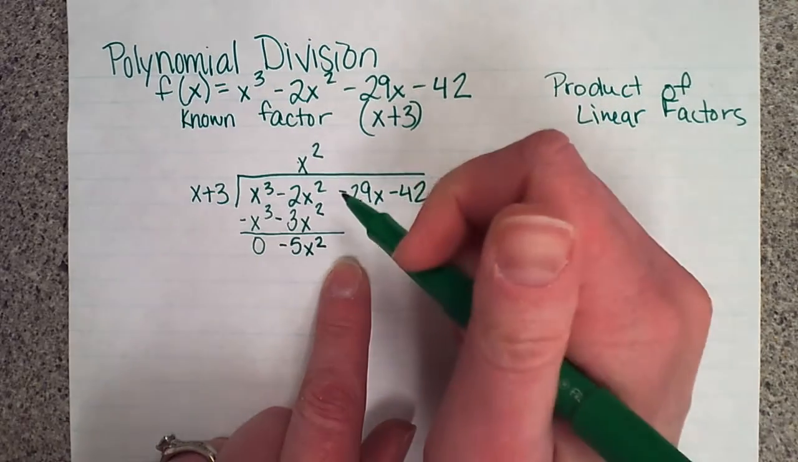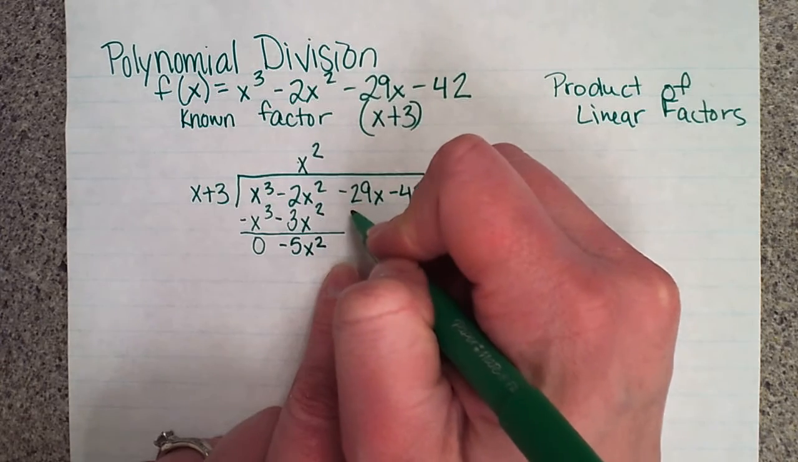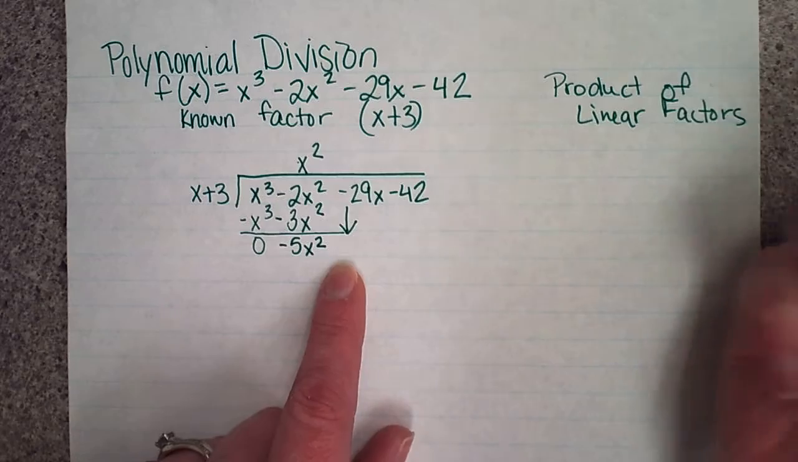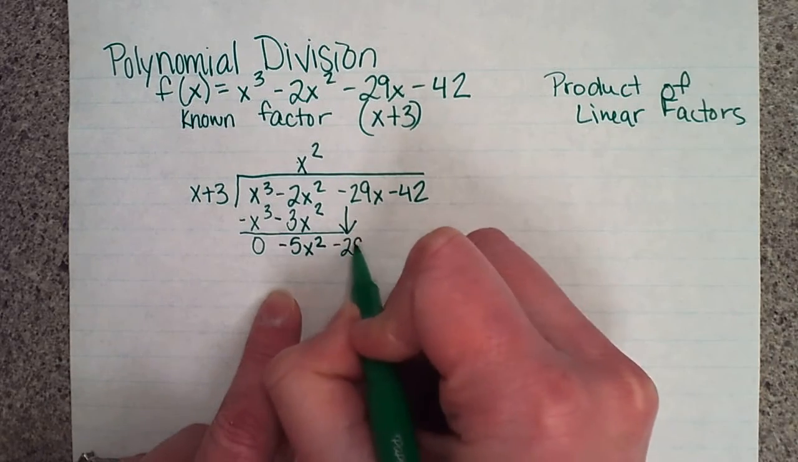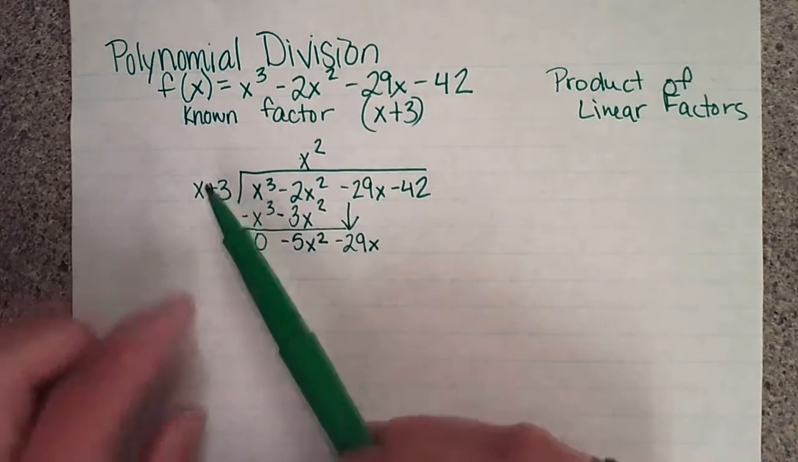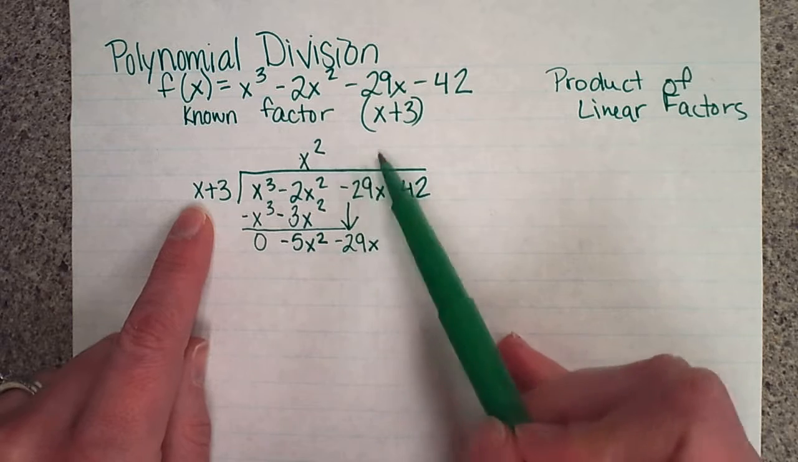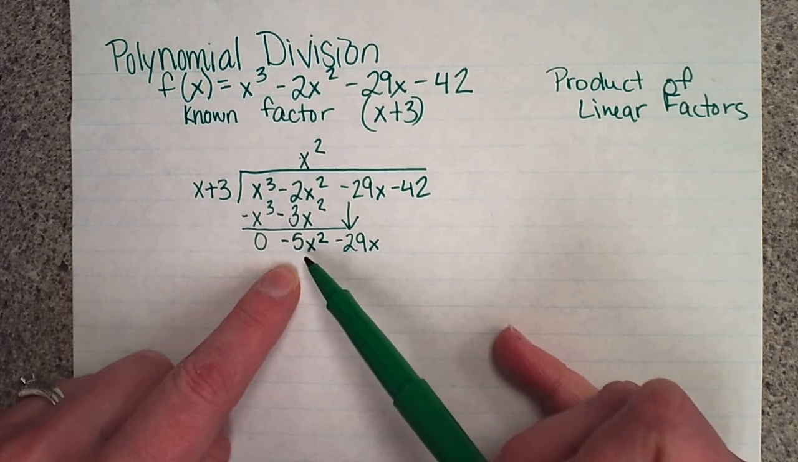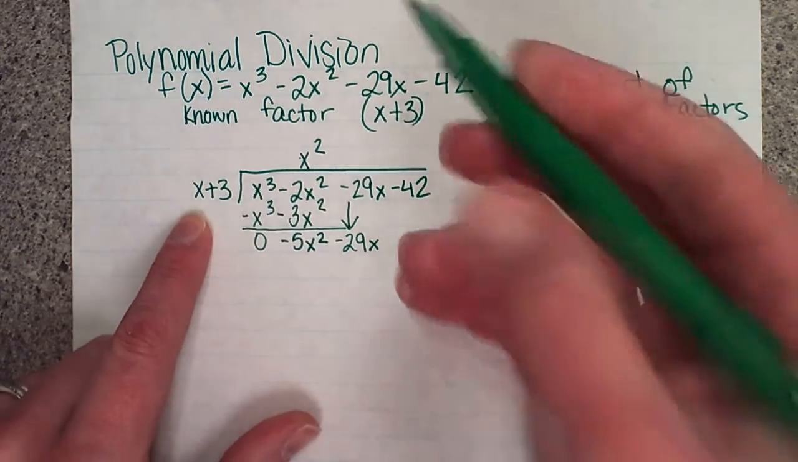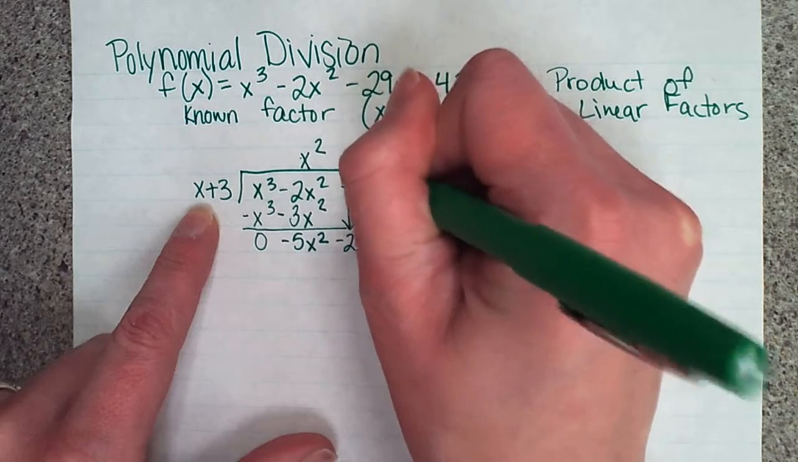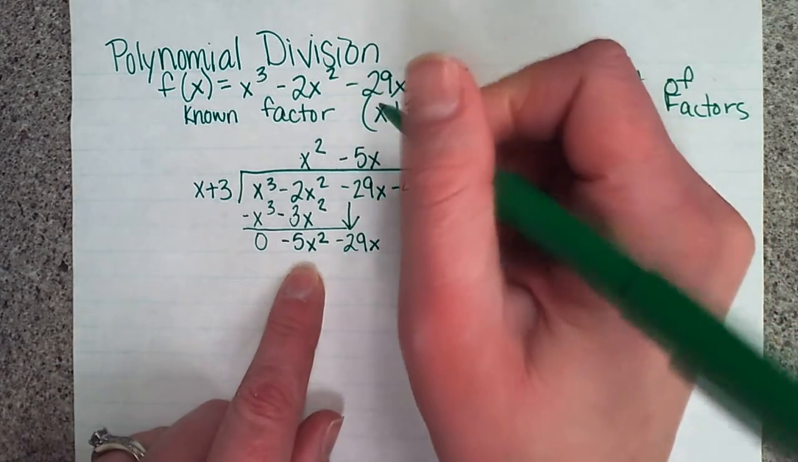Now, just like regular long division that you did a long time ago, you're going to drop down that next term to help you with your next division. So I'm going to drop down that negative 29x. And then I'm going to repeat the exact same process that I just did. So I'm going to do x times some value here needs to get me this term, negative 5x squared, my leading term in this case. So in order to do that, I'm going to say x times negative 5x would get me that negative 5x squared.